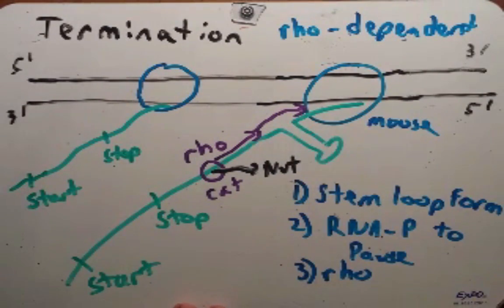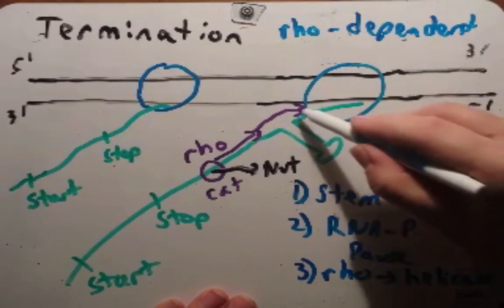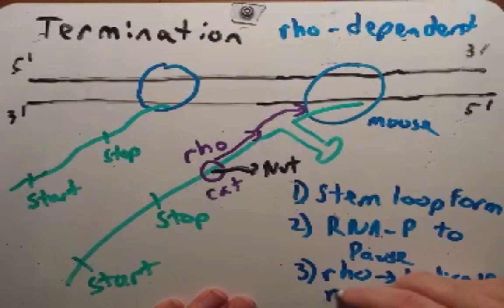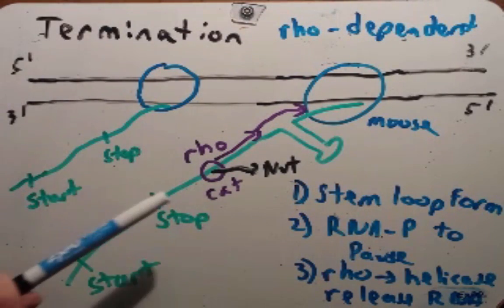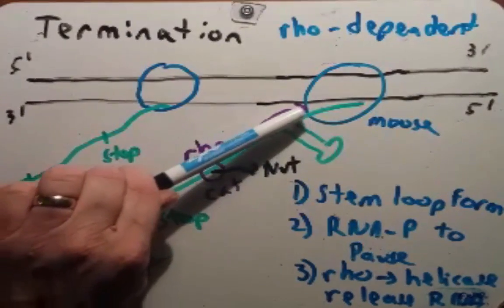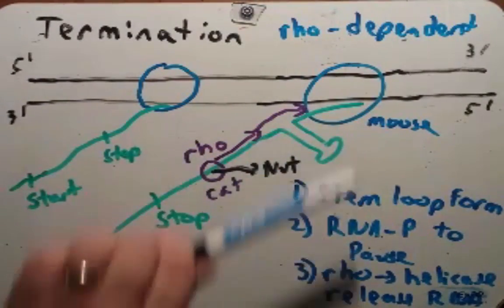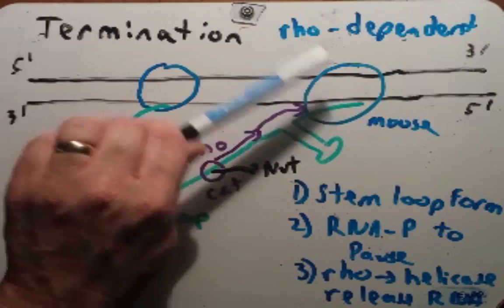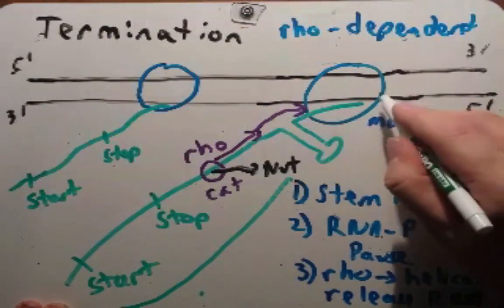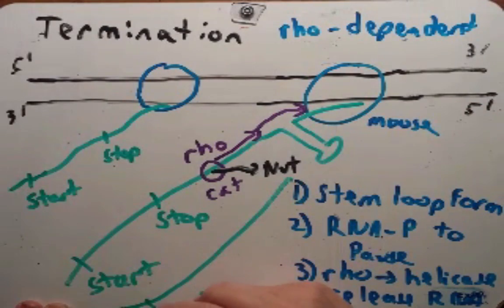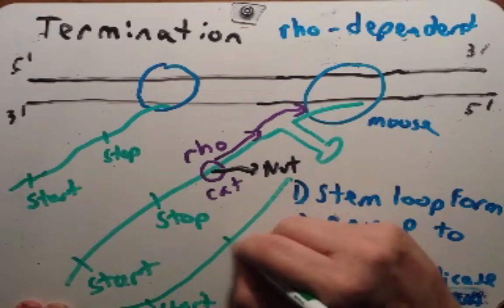As it hits this region here, it acts like a buzzsaw because it has a helicase in it. And so its helicase, let me write helicase, rips through these hydrogen bonds and releases the RNA from the DNA. In that process, as rho's moving up here, it breaks these hydrogen bonds, releases the RNA, and forces the RNA polymerase to fall off, allowing this RNA to be released from this transcription unit with its start and its stop.